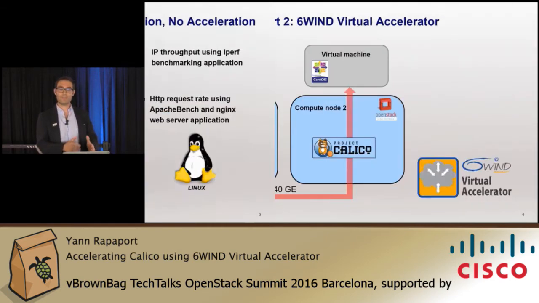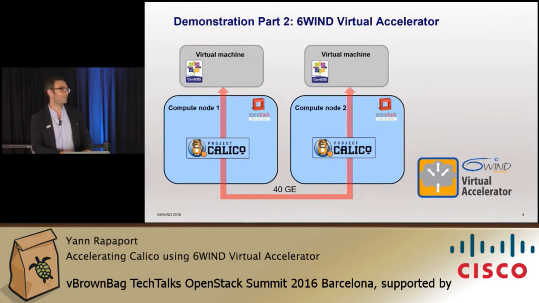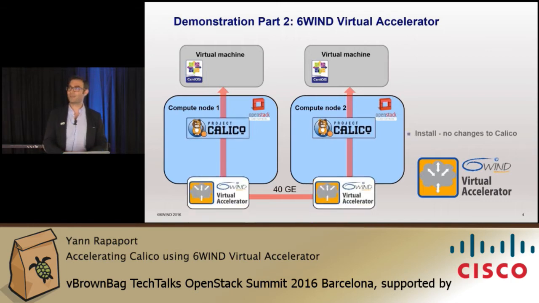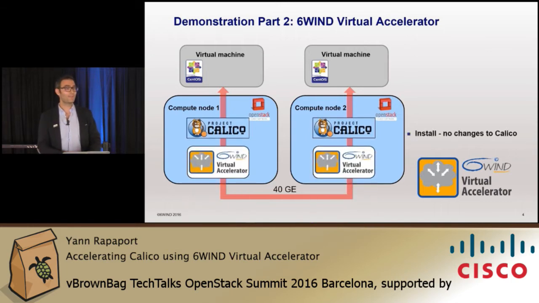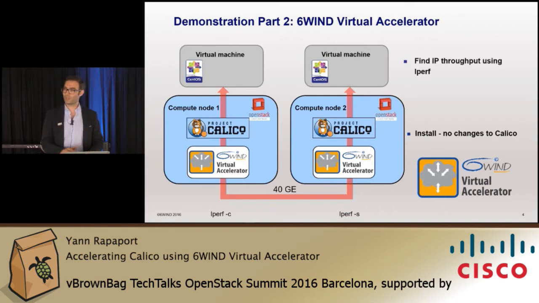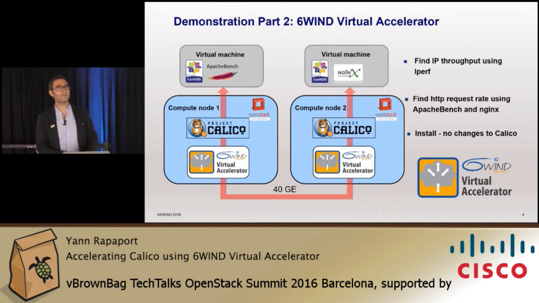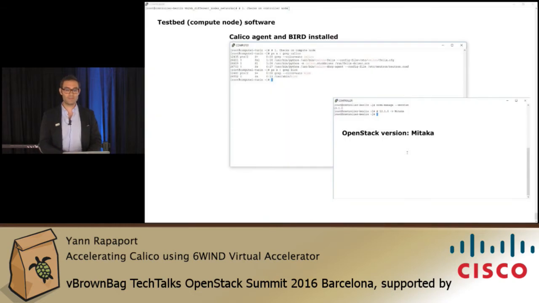That will be a first step in a standard Linux environment to have a reference. And then in the same system, we will very easily, as you will see, install Virtual Accelerator and then do the same test. So there is no change to the Calico configuration. There is no change to the environment. We run iPerf again. We run Nginx and Apache Bench again, and we see the results. So let's get started with the demo.